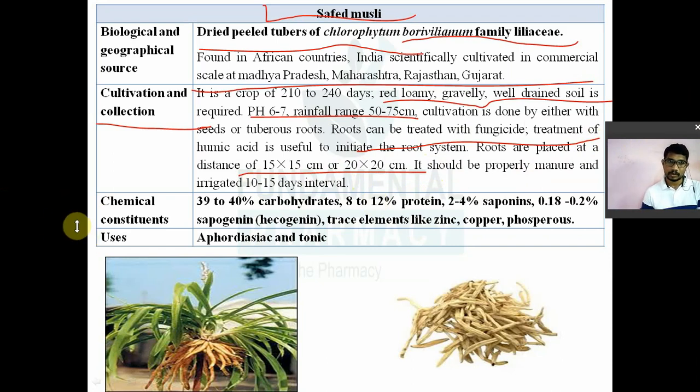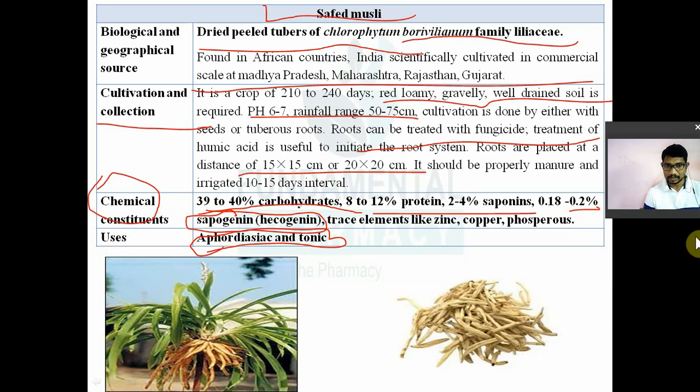Now chemical constituents are important. A lot of research is also being conducted on this. It has 39 to 40% carbohydrate, 8 to 10% protein, 2 to 4% saponin, and 0.8 to 2% sapogenin, known as hecogenin. Which sapogenin is in it? Also, the plant has trace elements like zinc, copper, phosphorus. That's why this plant is used as an aphrodisiac and tonic. Aphrodisiac means those drugs which can stimulate sexual desire.